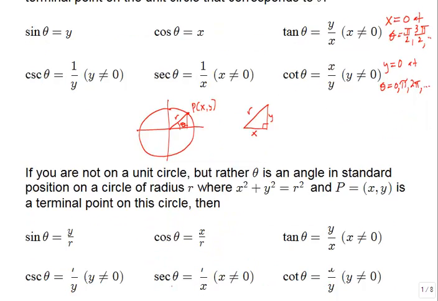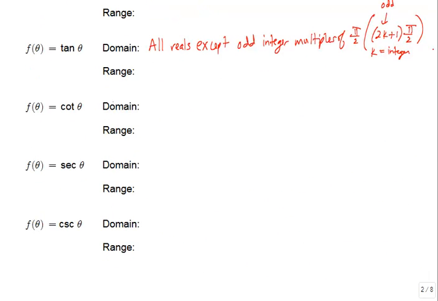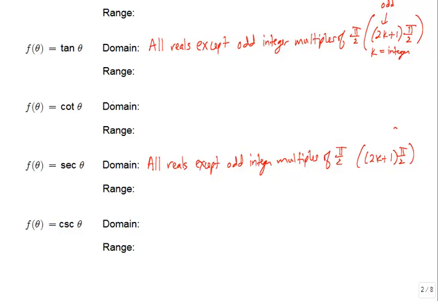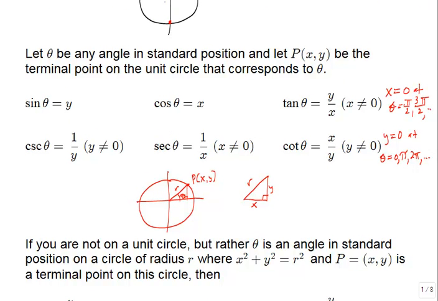So secant of theta is going to have the same domain as tangent of theta because they both have x's in your denominator. So I am going to copy down for the domain of secant the same thing that I had for tangent. So this will be all reals except the odd integer multiples of pi over 2. Or in other words, everything except things of the form 2k plus 1 times pi over 2.